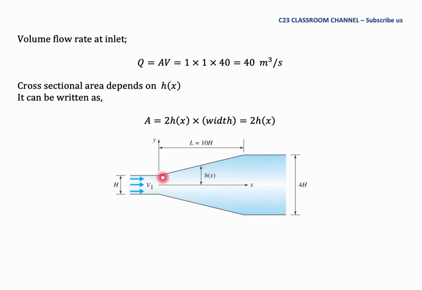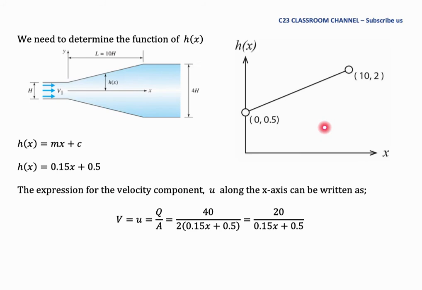And then the cross section at the diverging section here is increased. So we could say that the cross-sectional area at the increasing section is 2h(x), meaning h(x) times 2 to get its total height, times the width of the section. However, for this calculation, we take the width as equal to 1 meter. So the cross-sectional area at the diverging section here is 2h(x) only. However, the value of h(x) keeps increasing along the axis here, so we need to determine the function of h(x).